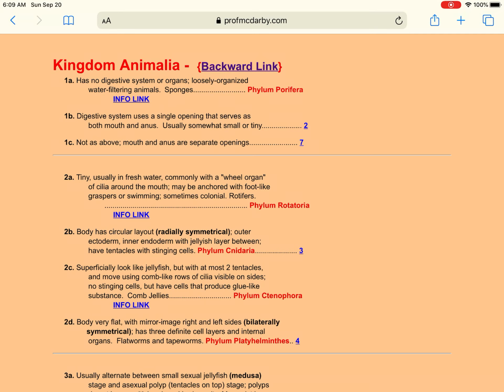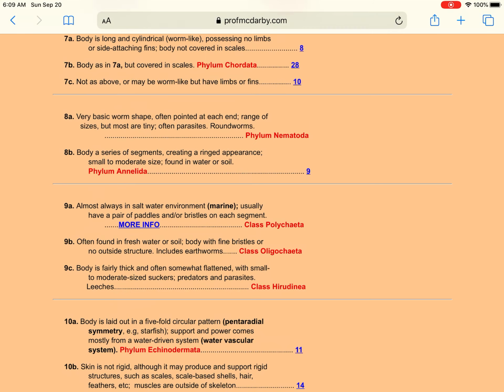If you don't have a sponge and there's no note on the card, then the mouth and anus are separate openings, which of course in us is what we have. And so I'm going to tap on number 7. That takes us down to the top of the page here. This is the worm choice.